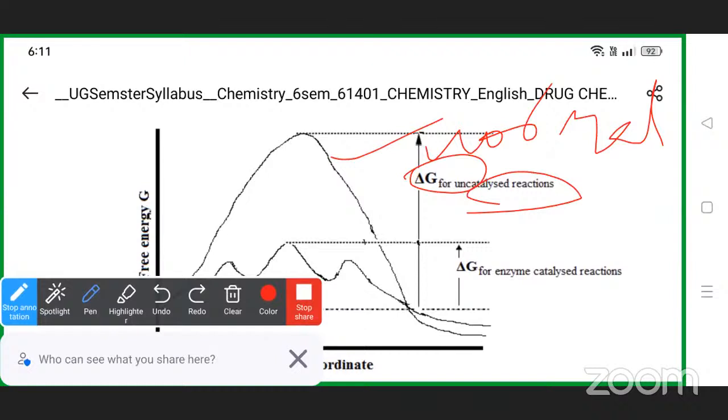And when the same reaction is carried out in the presence of an enzyme, with the enzyme catalyzed reaction, you can see the decrease of the activation energy. So this much difference is there, right? You can see the difference of this. So that is a specialty, that is the importance of your enzymes. They will speed up the reaction and they will decrease the activation energy.